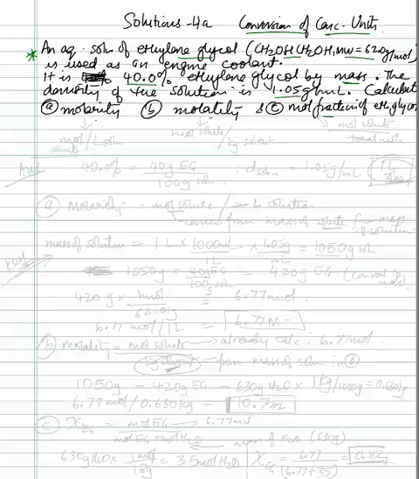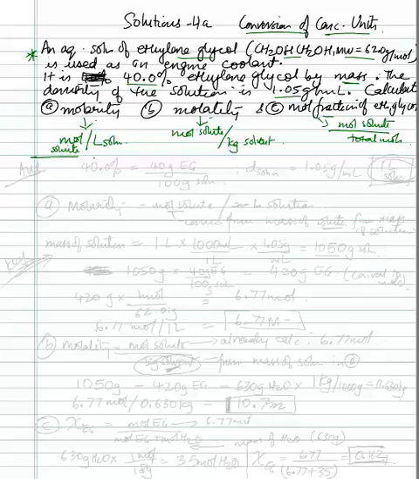So the molarity of the solution is going to be given by moles over liter, and this, remember, is solution and this is solute. Molality is given by moles of solute divided by kilograms of solvent, not solution. And then the mole fraction is given by moles of the solute over total moles. Okay, so that's kind of where we're going with this.